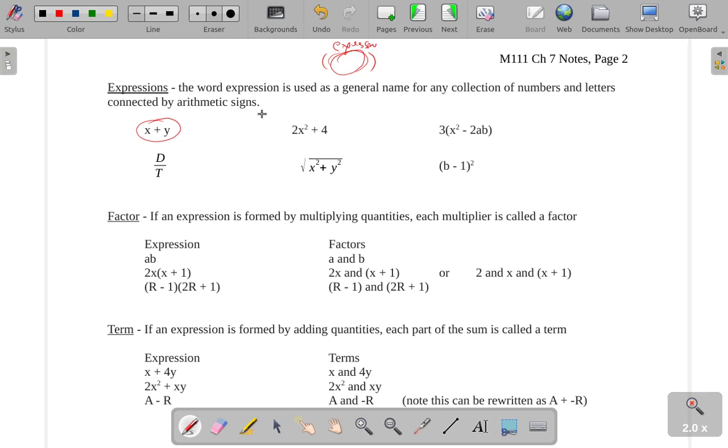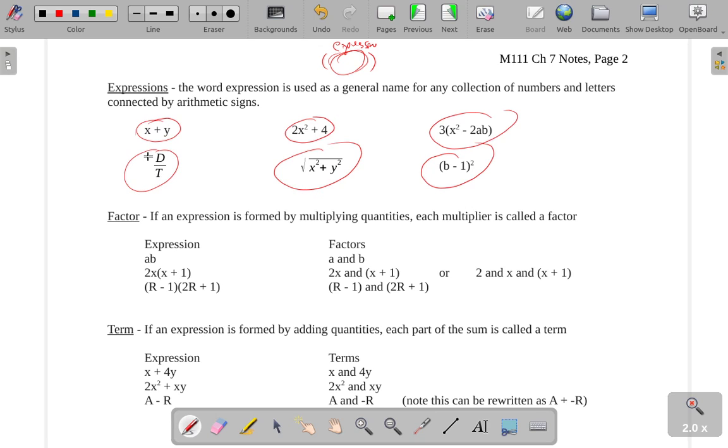An expression, I guess I could go over the definition here. The word expression is used for the general name of any collection of numbers and letters connected by arithmetic signs. So this thing right here, x plus y, is an expression. That's an expression. That's an expression. All of these are expressions.